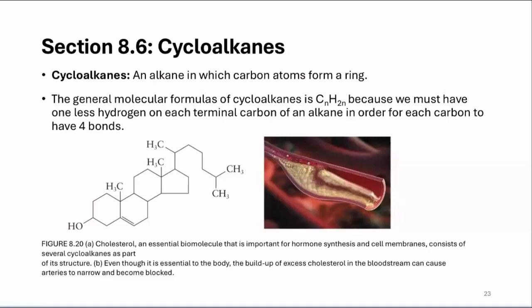Now we're going to look at cycloalkanes. Cycloalkanes, or cyclic alkanes, are alkane chains that form a ring. The general chemical formula of cycloalkanes is CnH2n.